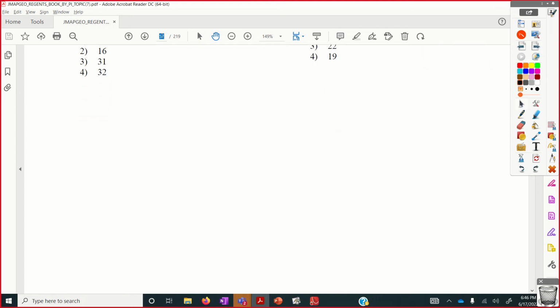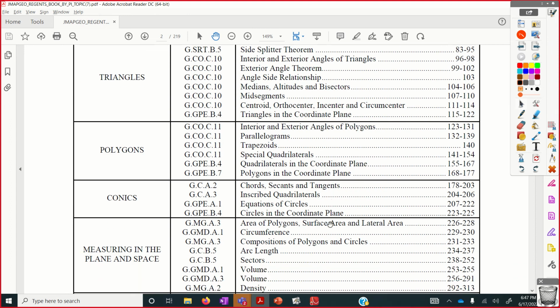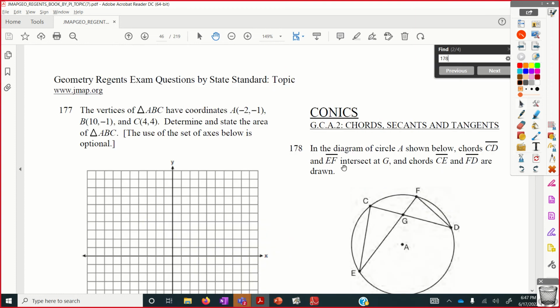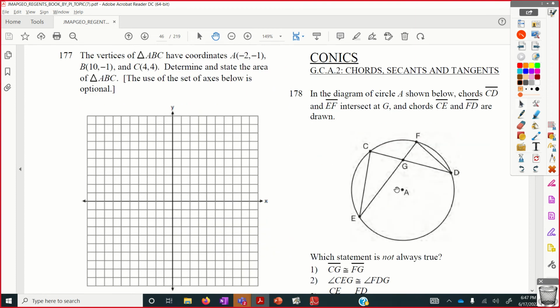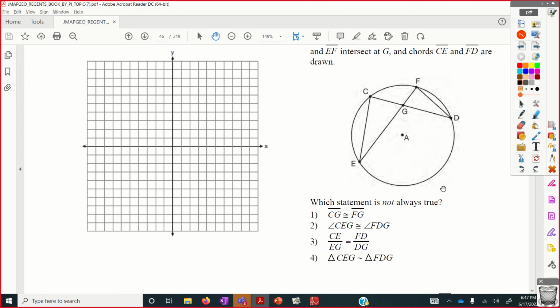So let's take a look at some proofs here. Circles are actually coming up next, so 178 on that one. In our chords, secants, and tangents, we have the circles drawn. Which statement is not always true? Now, make sure you're paying attention to the always true or not always true.